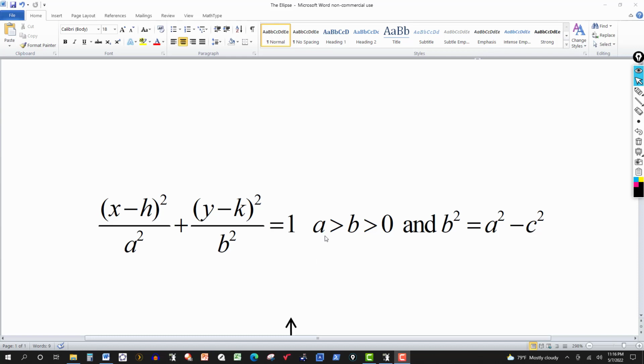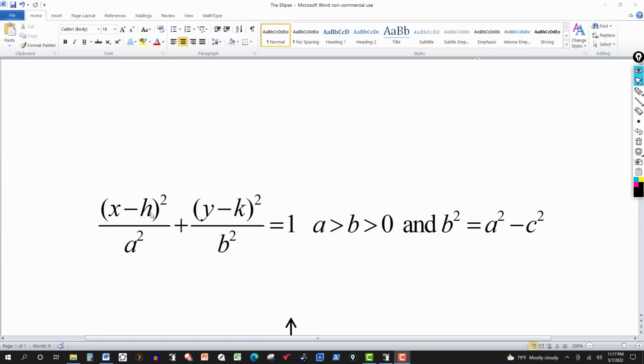You notice here a is greater than b, which is greater than 0, and b squared is given in terms of a squared minus c squared. So if the larger value, in this case a or a squared, is under the expression with the x, then you have a horizontal ellipse. That is, the major axis is either parallel to the x-axis or it coincides with it.